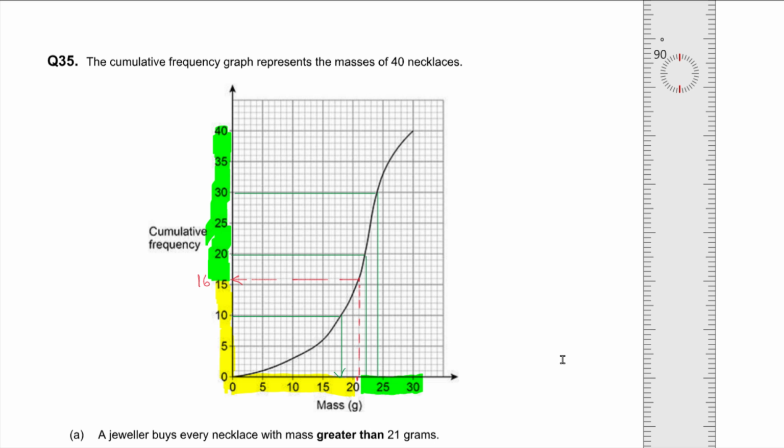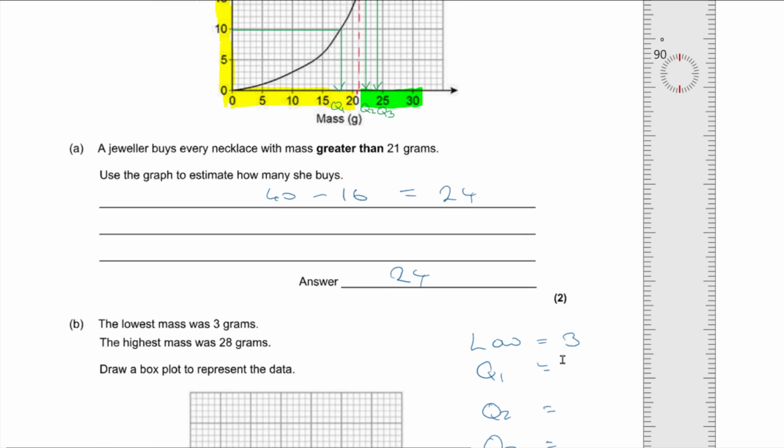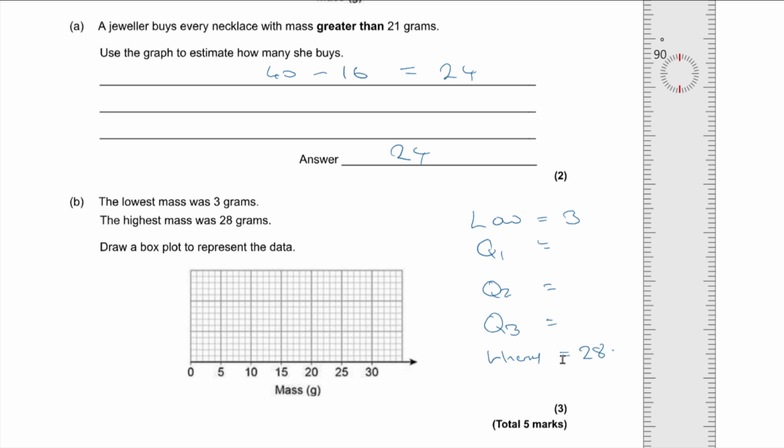So that's Q1 there. That's Q2, the median, which is at 22. And then Q3 is here, which is at 24. So 18, 22, and 24. So I've got Q1 at 18, Q2 at 22, and Q3 at 24.